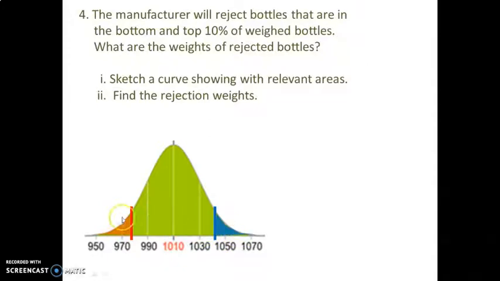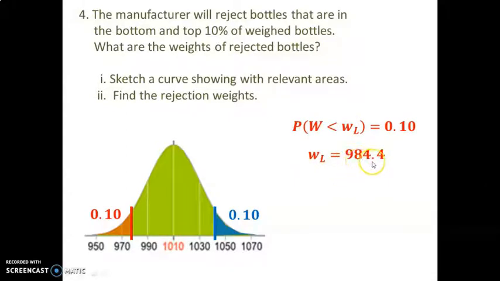You can calculate them separately, or you can calculate it once and know that there's symmetry, which can help you solve other parts. So we're looking for the bottom 10% here and the top 10% over here. We're going to do our inverse normal, right? Because when we know the area, we run an inverse normal CDF. We're looking for weights under some lower weight limit, and it equals 10%. Run your inverse normal. Tell me what you get. That should be 984.4. Great, so we know that anything weighing 984.4 or below is going to be rejected.